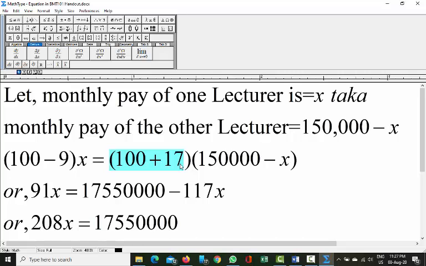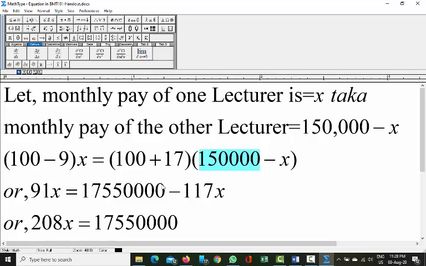In that case, this will be the second lecturer's salary, and this will be the reduced salary of the first lecturer. And in that case, both of their salaries will be equal. So this one will be equal to this one. So 100 minus 9, that is 91x. Now here we have 117 multiplied by 150,000.